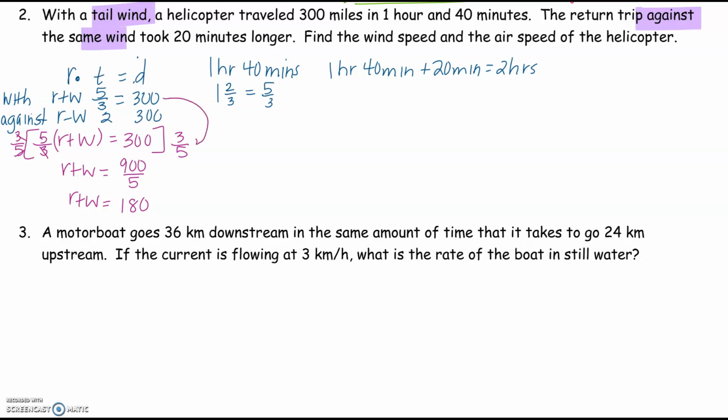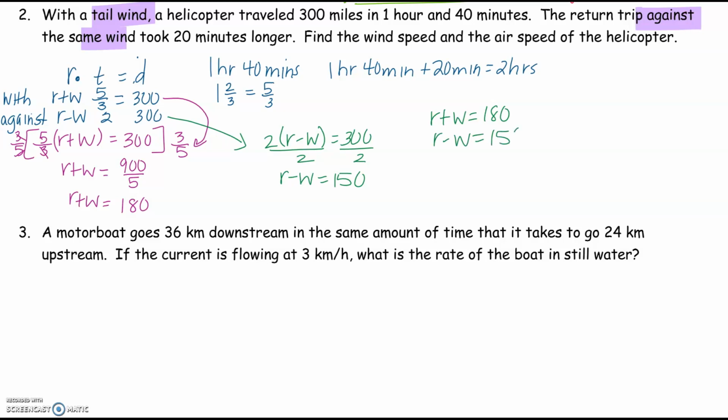So we've done that equation. That was our top one. We brought it down here. Now let's do this one. Again, it's 2 times the difference of R minus W equals 300. I'm going to divide by 2, and I'm going to get R minus W equals 150. Now I have my 2 equations. I have R plus W equals 180 and R minus W equals 150.